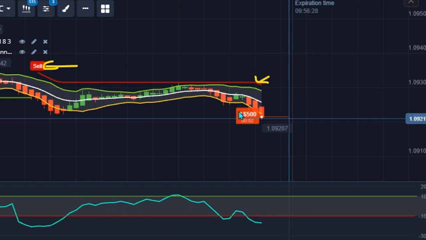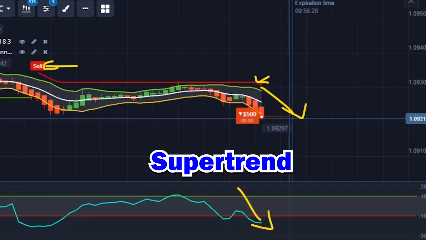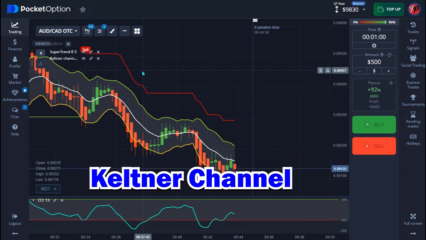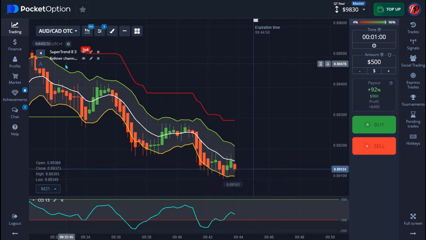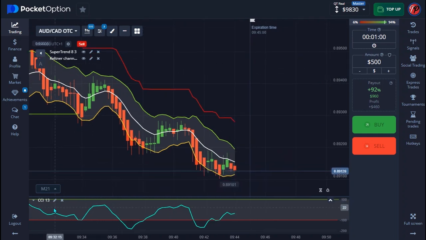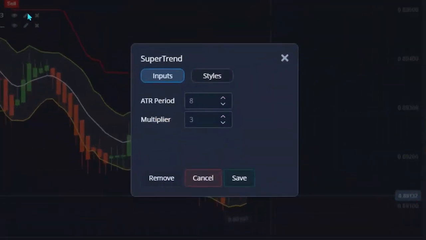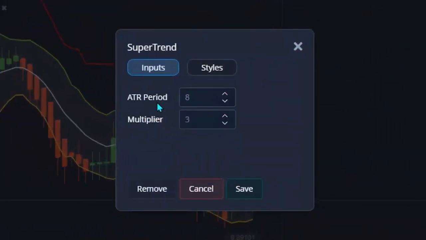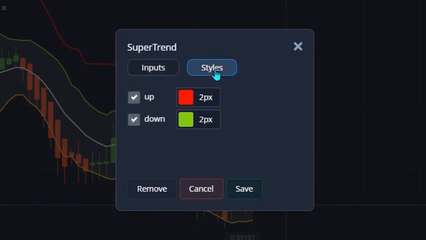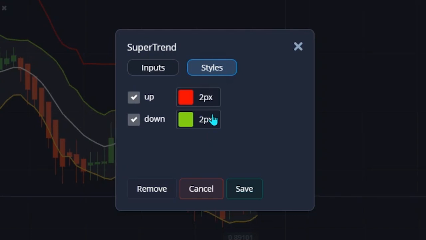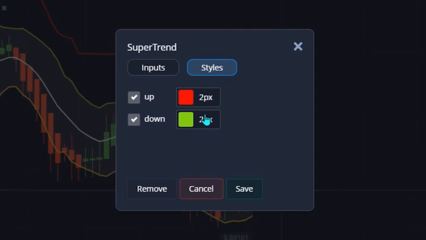Here we are making use of three indicators. The first indicator is called Supertrend. The second indicator is Signal Channel, and the last indicator I use is CCI. This is the setup of my Supertrend. On the ATR period I use 8, and the multiplier is 3. For the styles, I set my line to 2 pixels, and of course leave the color as red and green. When you're done, you hit save.